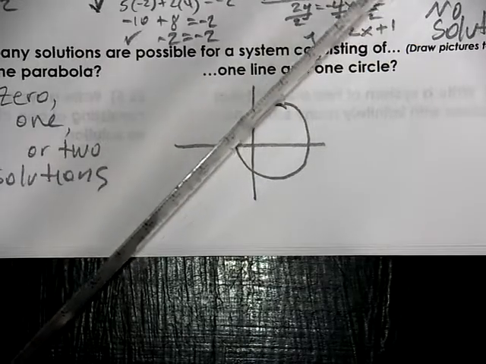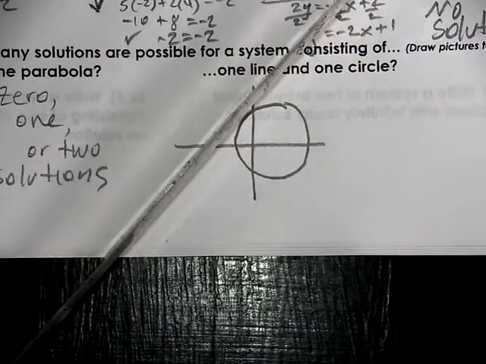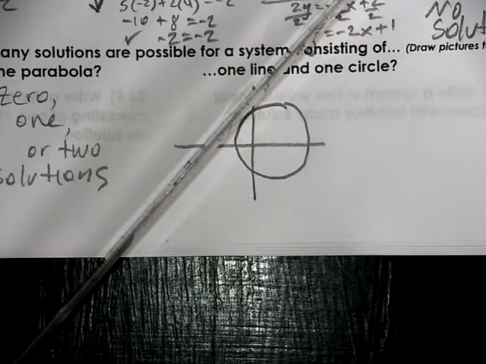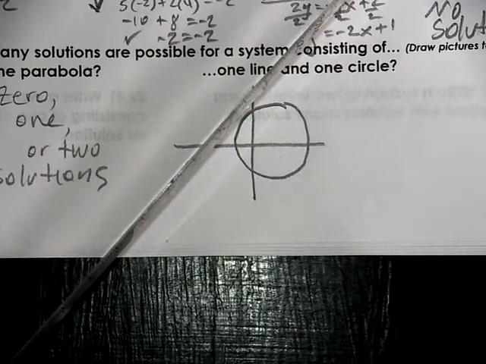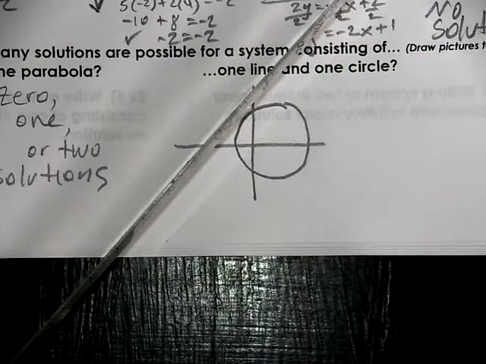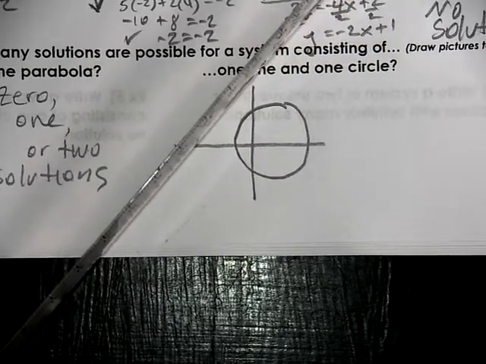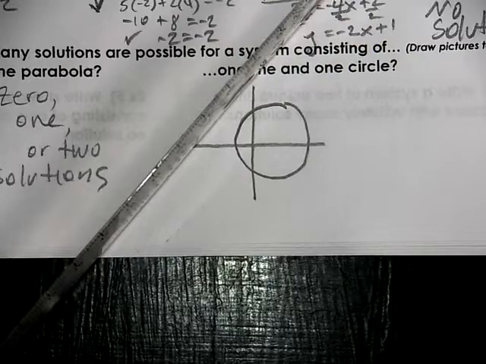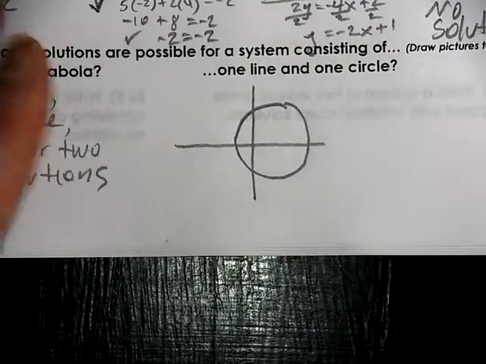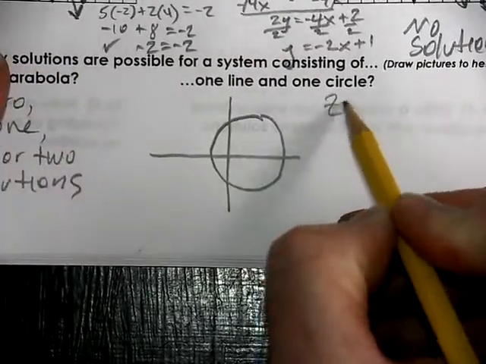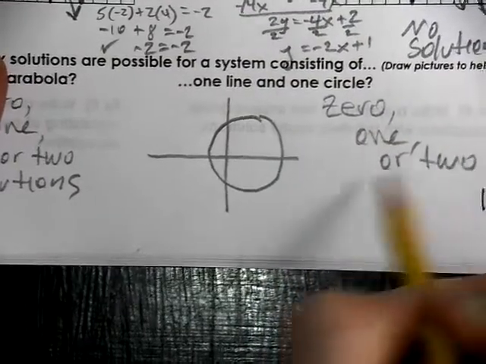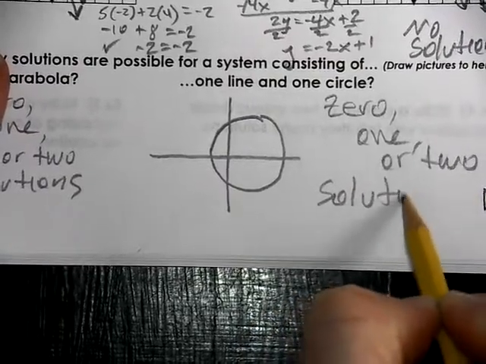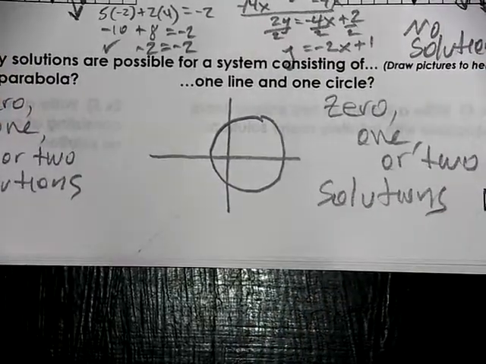Now, a line can touch a circle exactly once. What do we call that? It is a tangent line. It's a line that touches a circle exactly once. It's a tangent. Or you might not touch at all. So those are your three solutions. You could have 0, 1, or 2 solutions.